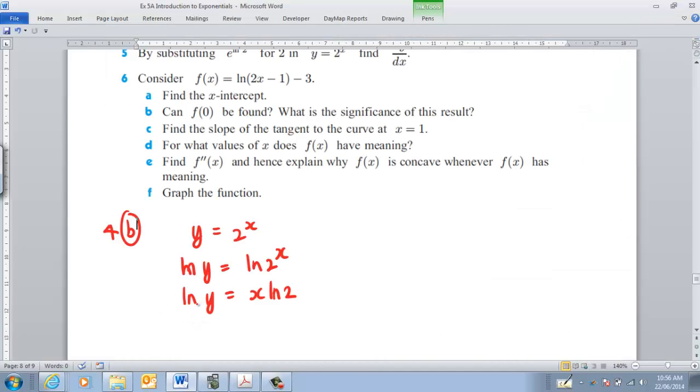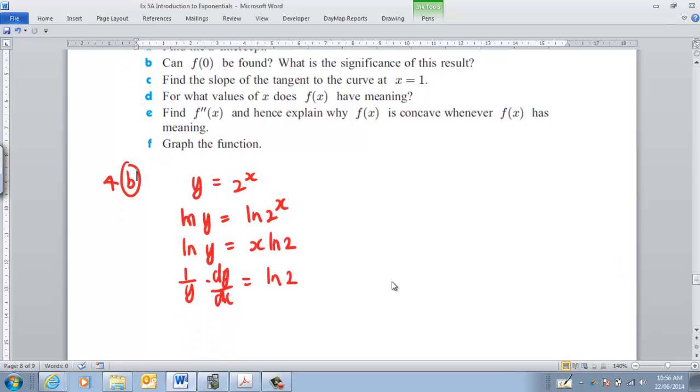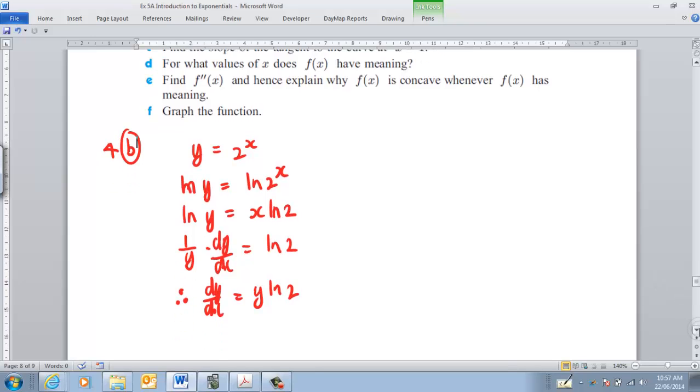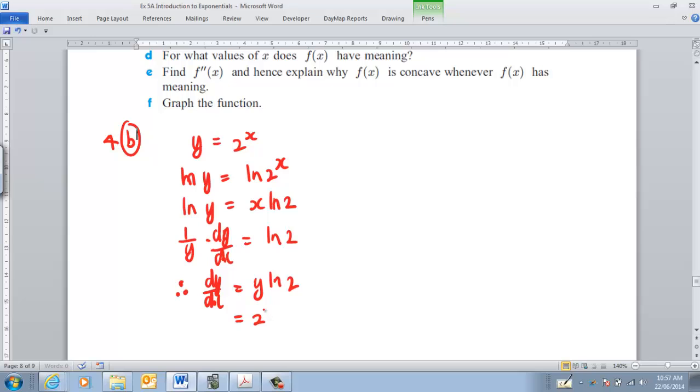Now if I derive this, I have to use implicit differentiation here, so 1 over y times dy/dx is equal to, well, x is simply going to give me ln of 2. So if I want to express that in terms of dy/dx, I times the y across the other side, so dy/dx is y times ln of 2. Now we do know that y is equal to 2^x, so dy/dx equals 2^x ln 2, and that's my final answer. Hopefully you get the idea about that.